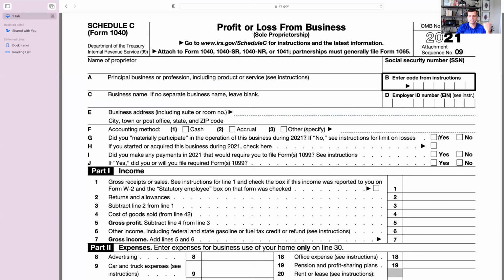Did you materially participate in the business? Most people are going to say yes. If you started or acquired it, make sure you just check this box if it's a new business.